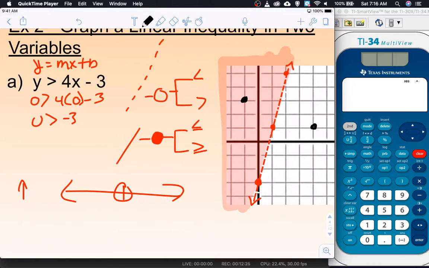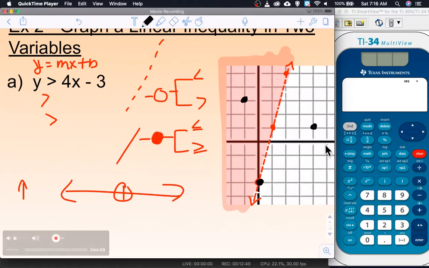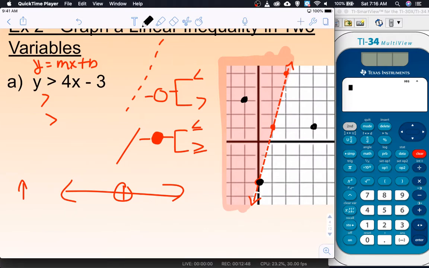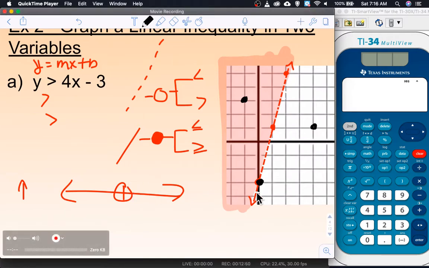What about this point right here? Would that be a solution? It's like on the line. Well, in this problem, it would not be a solution because it's on a dotted line. And remember, just like the hollow dot, that was not a solution. It's not in the shaded region. It's kind of just the border of the shaded region. So this is not a solution.